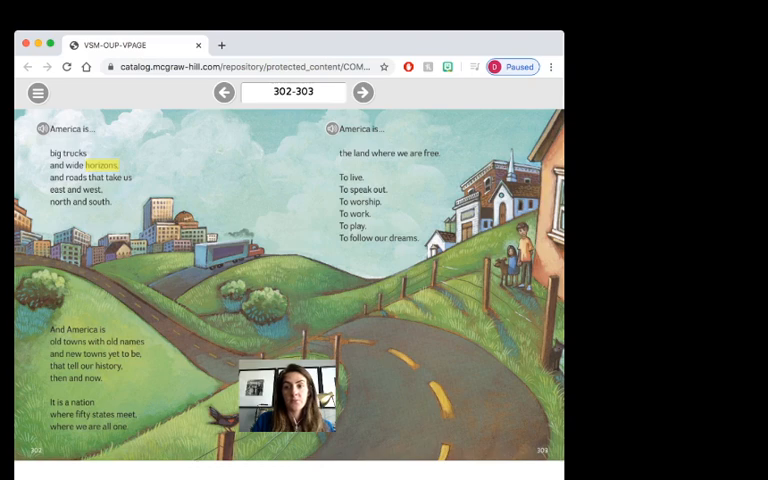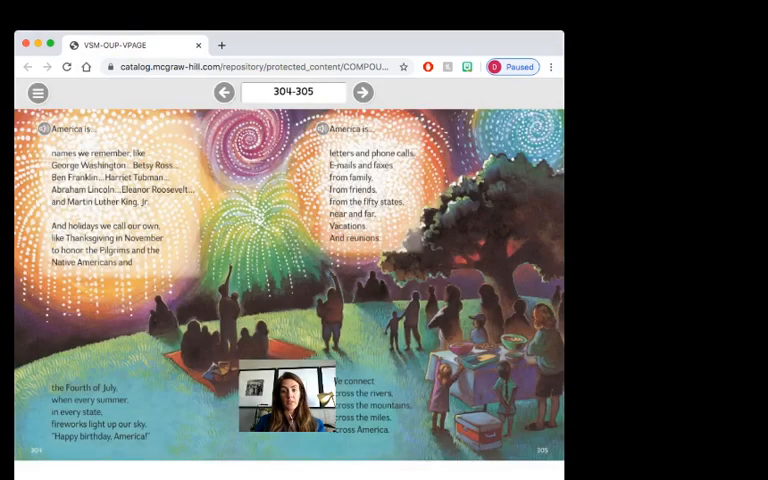Good. America is the land where we are free to live, to speak out, to worship, to work, to play, to follow our dreams. And we're allowed to choose which of those things we want to do, how to live, how to speak, how to worship, that means church, how to work or what to do for your living, how to play, and how to follow out your dreams. Oh, look at this. It's beautiful, right?